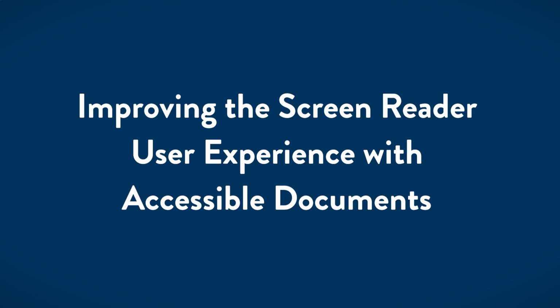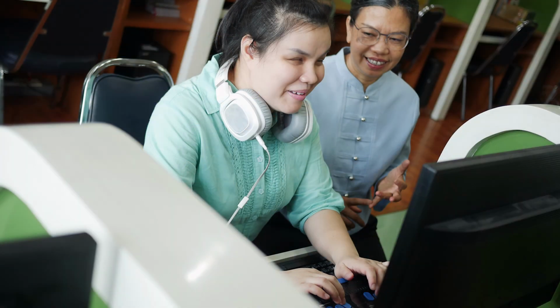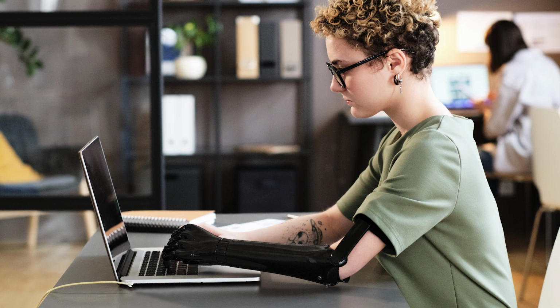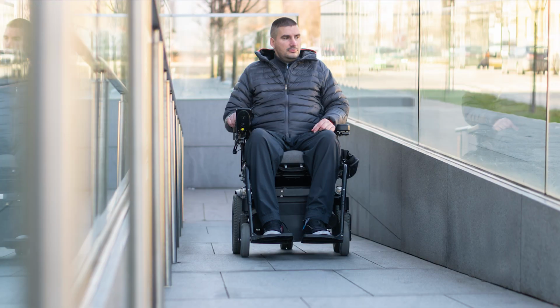Improving the screen reader user experience with accessible documents. Ensuring that all people can easily access digital documents or other online information is critical to creating equal participation in our digital world. Just like wider doorways, ramps, or automatic doors create equal access to physical spaces, electronic accessibility makes digital information more usable for everyone.